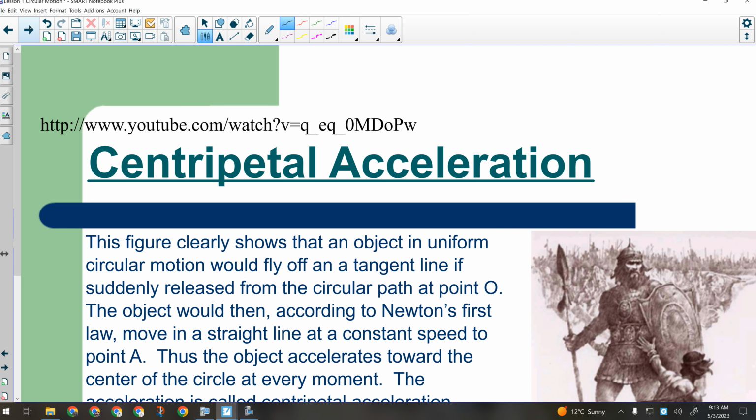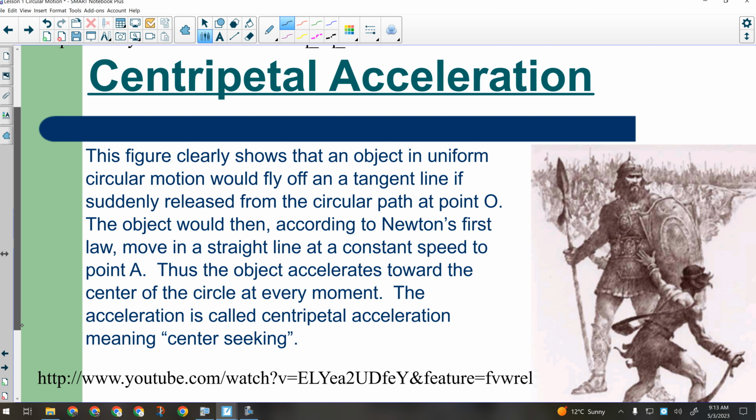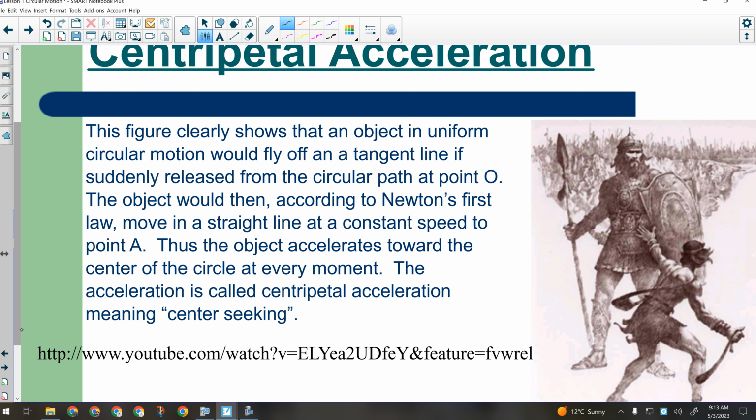So an object that has uniform motion would fly off on a tangent line if suddenly released from the circular path, and that's what we saw with David and Goliath there. And so the object is always accelerating towards the center of the circle. And centripetal means center seeking. Are you all right with that idea?